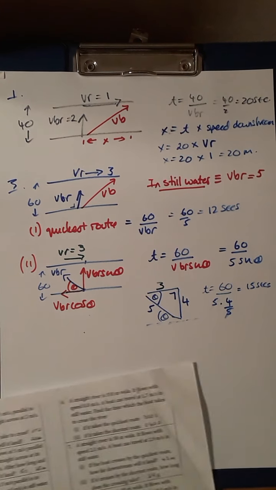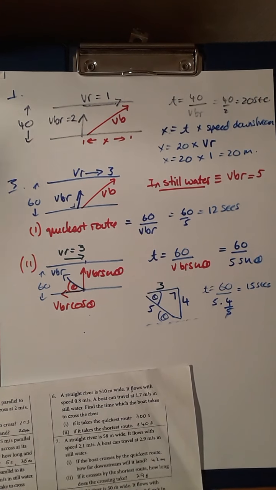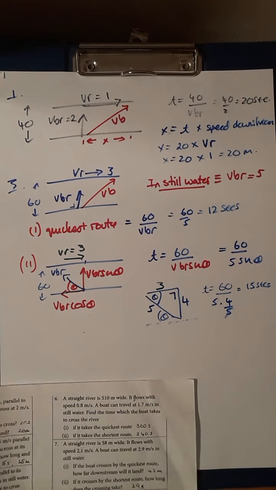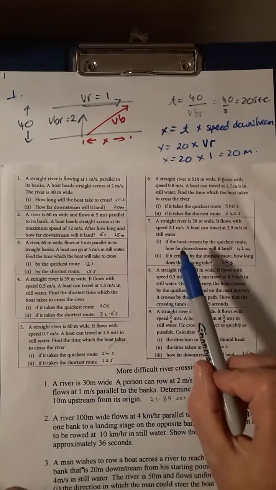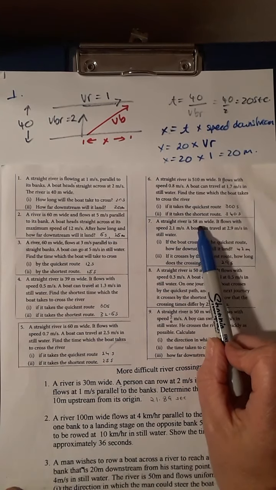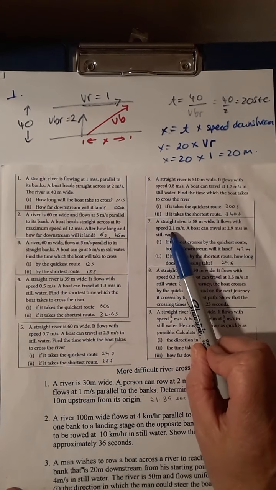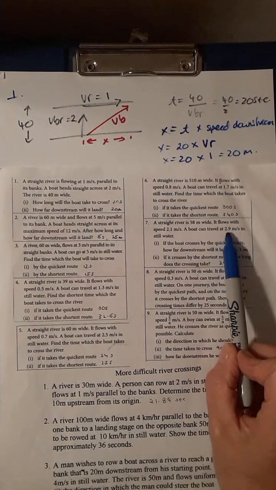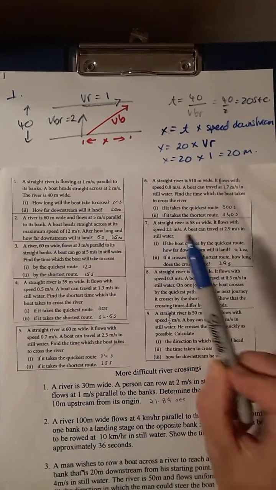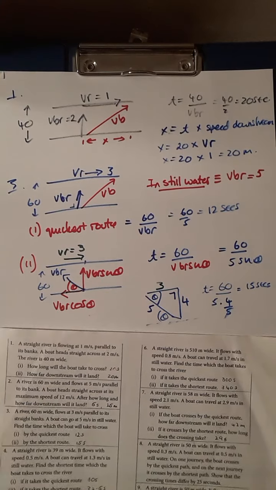Now the next one I'm going to have a look at is number 7. Number 7 is a straight river is 58 meters wide. It flows with a speed of 2.1 meters per second. A boat can travel at 2.9 meters per second in still water. Okay, so let's get that information into a diagram.